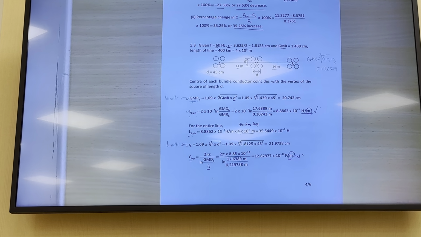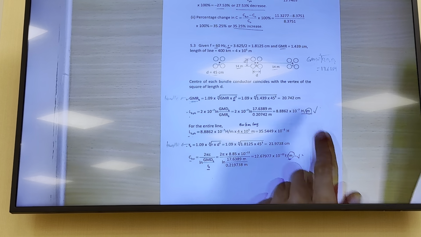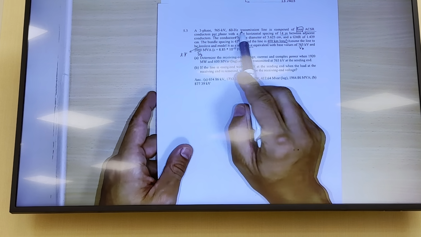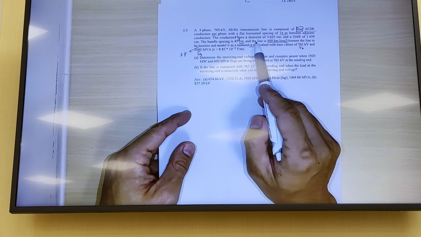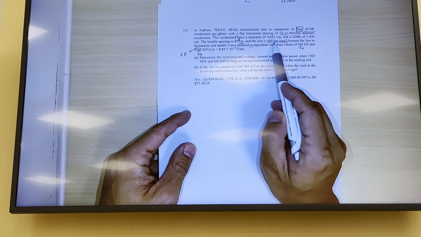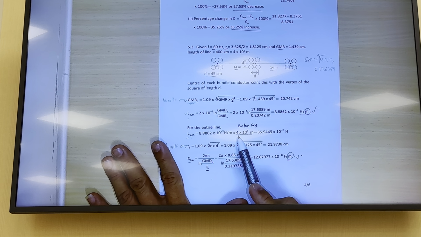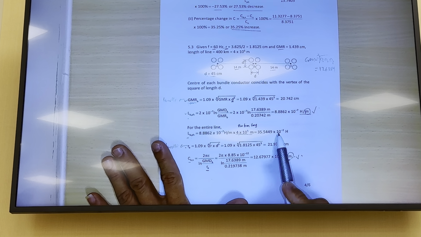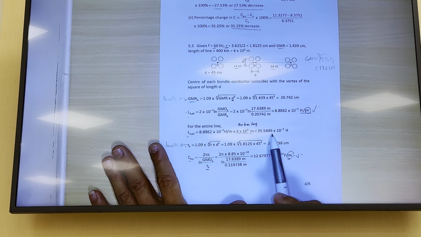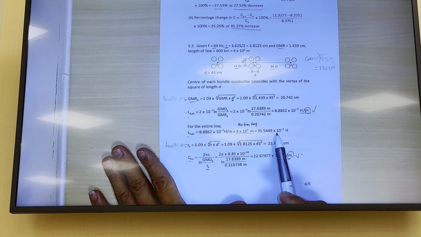Then for the entire length, this is the per meter value, right? What is the total length? The total length is 400 kilometers long. So you need to multiply this value by 400 kilometers. So the total inductance is this large. Later we need to convert it into X.